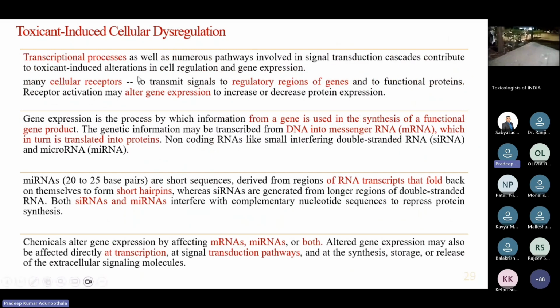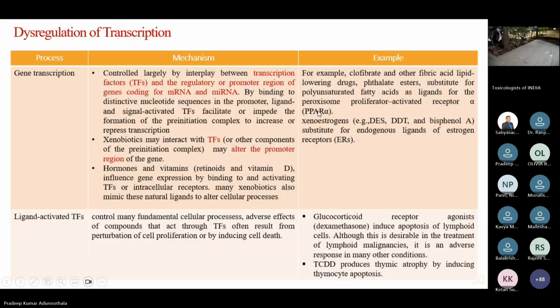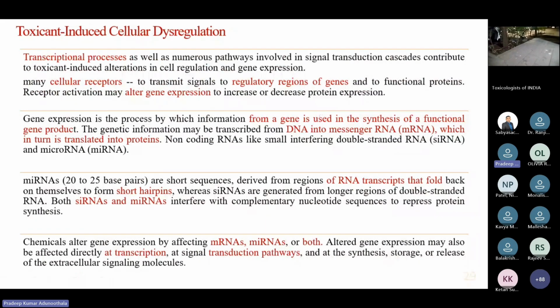And coming to toxicant-induced cell dysregulation, this has a transcriptional process as well as numerous pathways involved in signal transduction cascades that contribute to toxicity-induced alterations in cell regulation and gene expression. There are many cell receptors which transmit the cell signals to the regulatory regions of the genes present in the cell, and that leads to the functional proteins.